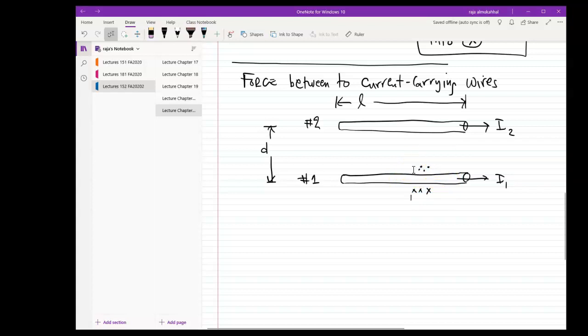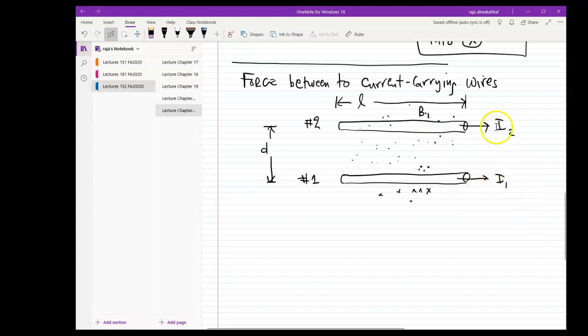So above the wire, you have the magnetic field pointing out of the page. So it's going to be out of the page everywhere above it, if you know what I mean. Below it, it's into the page, but we're not concerned about that. In other words, as far as I2 is concerned, it's going to feel an external magnetic field, B1. Because remember, this magnetic field here is B1 due to I1.